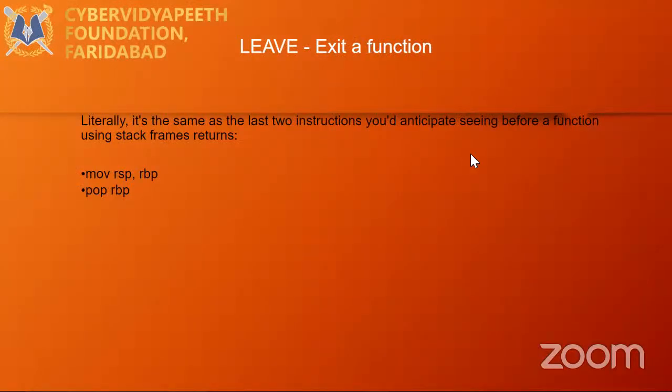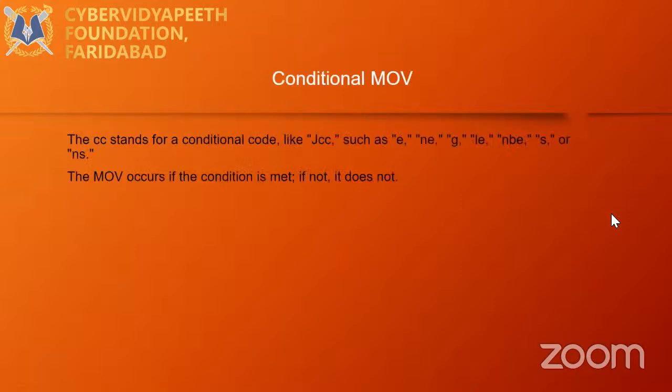Now let's talk a little bit about the last few instructions that we'll be looking at. The first instruction that I want to talk about is the LEA instruction. The LEA or leave instruction is usually used to exit a function. It's literally the same as the last two instructions you'll anticipate before seeing a function using stack frame returns. It's used a lot. You also have conditional moves, which we have talked about a little bit. These are different forms of move.